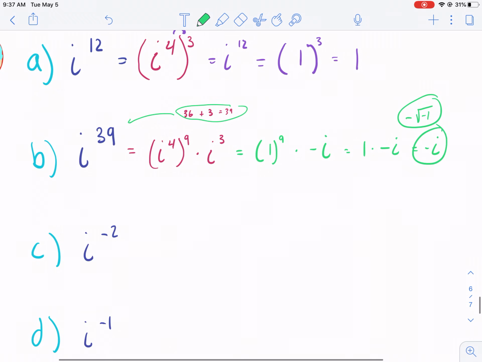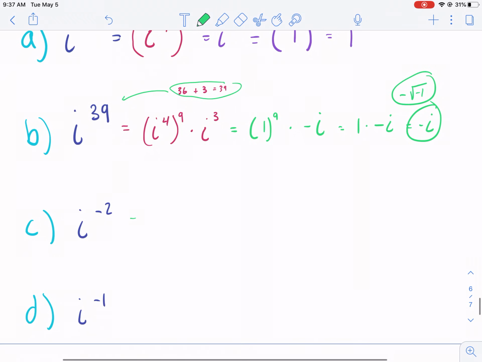Moving on to i to the negative second power. This is the same thing as 1 over i squared. 1 over i squared is the same thing as 1 over negative 1, or just negative 1. So you can see with negative exponents, there's still a repeated pattern going on here.